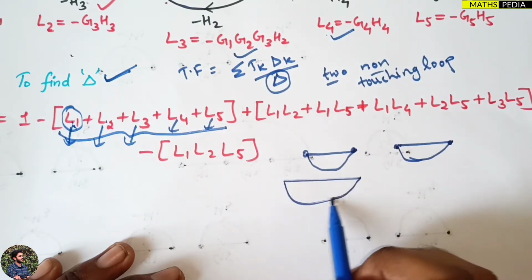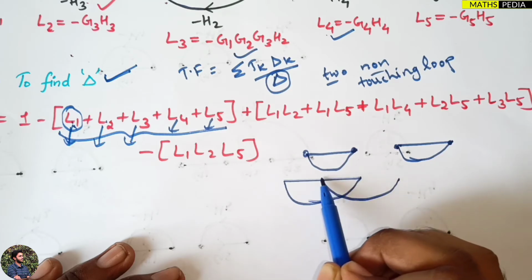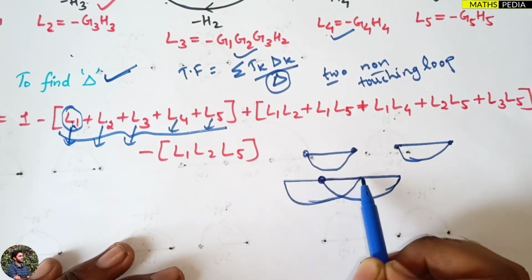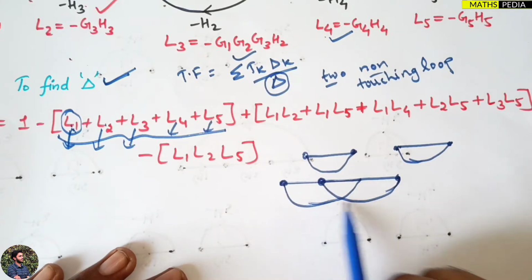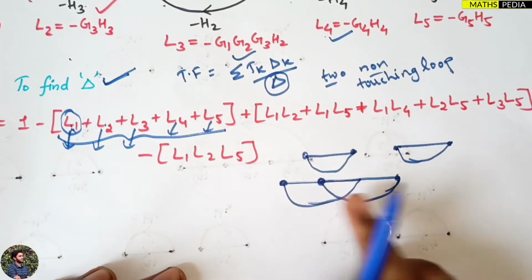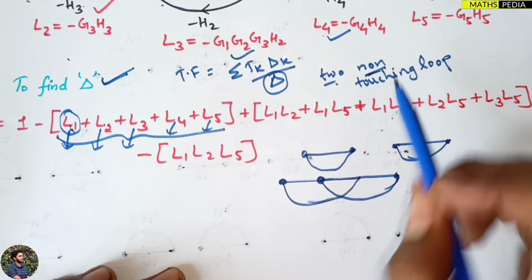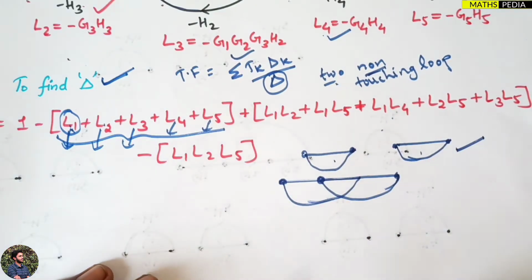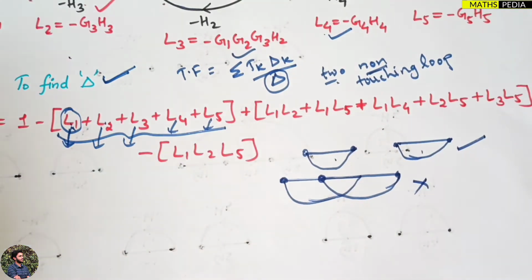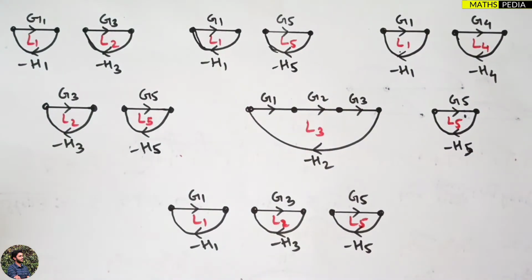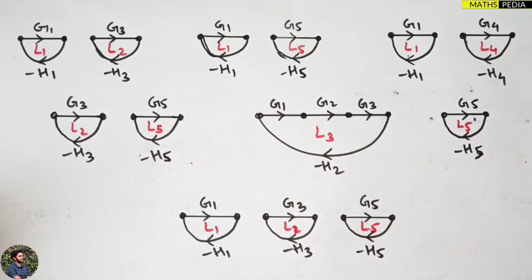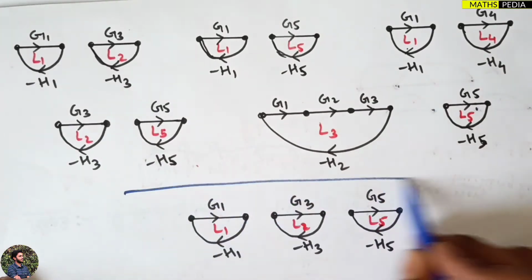Suppose this is a loop and one more loop is overlapping with it. So this loop is touching somewhere, right? This node. So you can observe that these 2 are touching loops, but I want 2 non-touching loops. So I have to consider the first option, not the second one. For that I have drawn separately, so you can see here I have all the combinations of two non-touching loops.